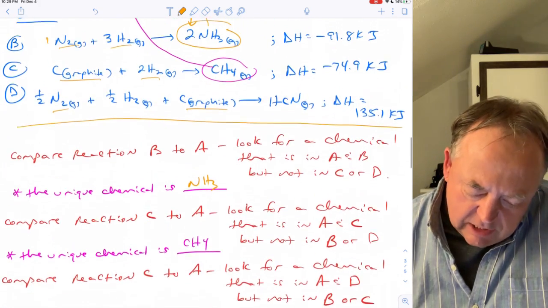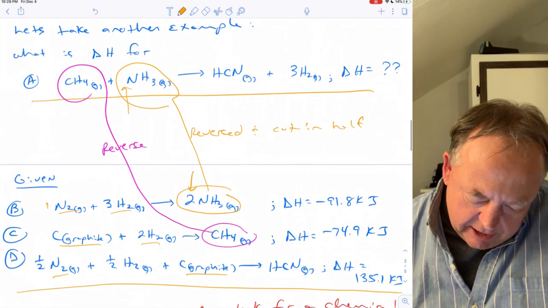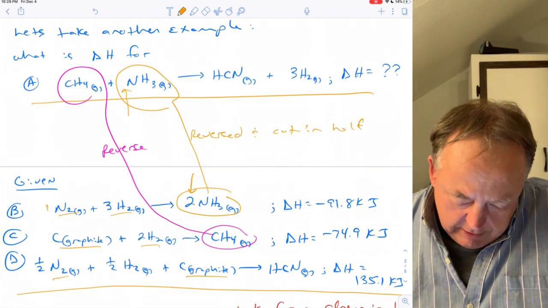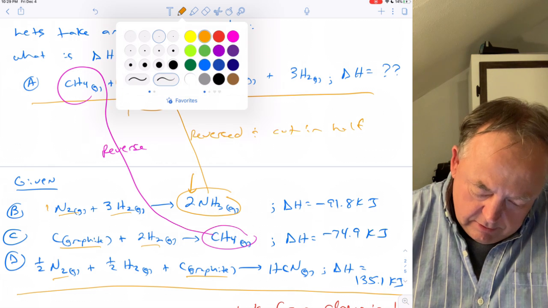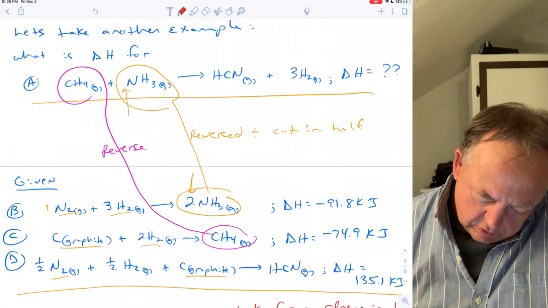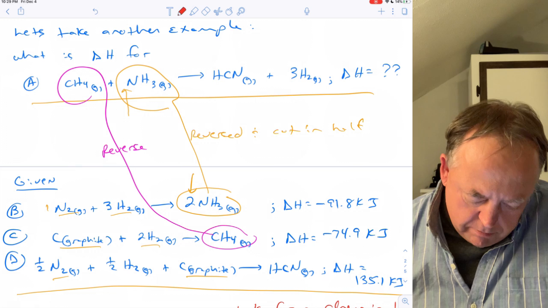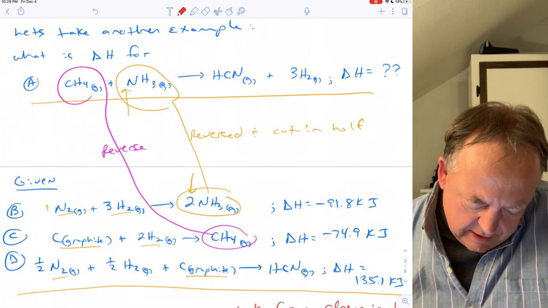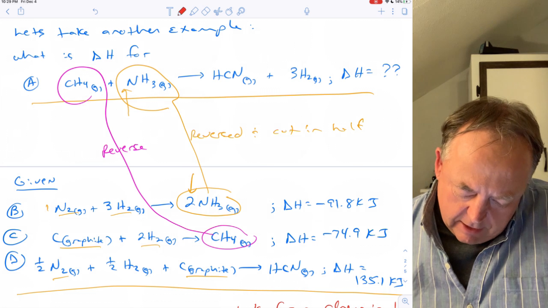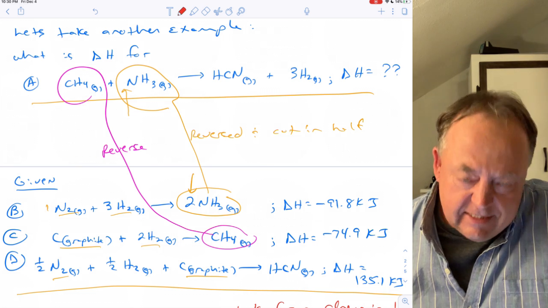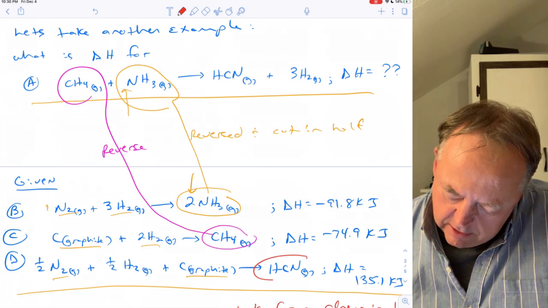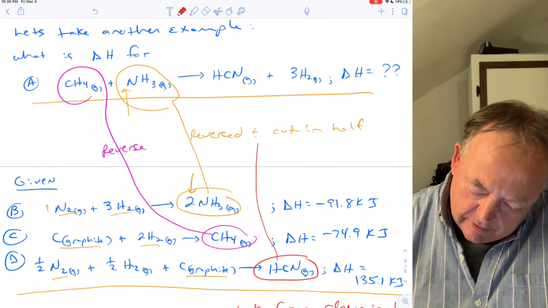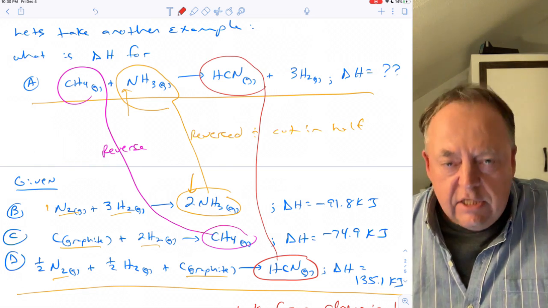Okay, so now we got to do the same thing to D. So what is unique in D and A that is not in B and C? And the answer is, let's see. It's not N2 because N2 is in both B and D. It's not H2 because H2 is in both C and B and D. It's not graphite because graphite is in C and D. But HCN is in D. It's not in B and it's not in C. But it is in A. So HCN is what's unique.